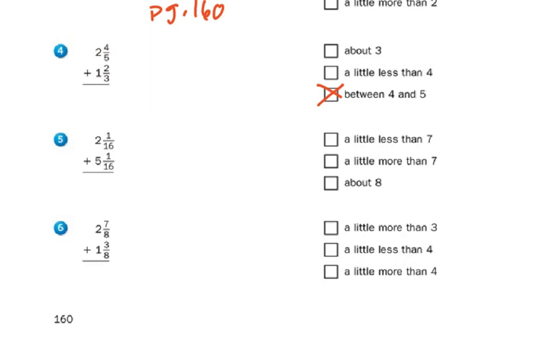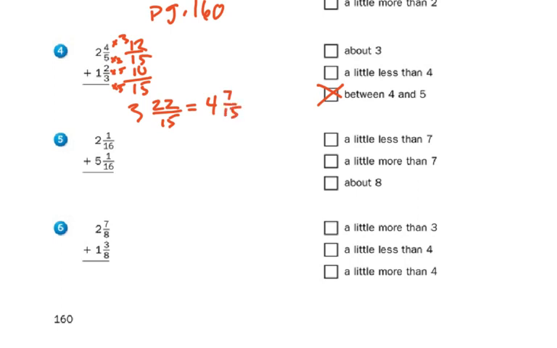If I change those, I could change them to 15ths. Multiply the top times 3 to get 12 15ths. Multiply the bottom by 5. Get 10 15ths, which is 22 15ths. And 2 plus 1 is 3. So that would equal 4 and 7 15ths.